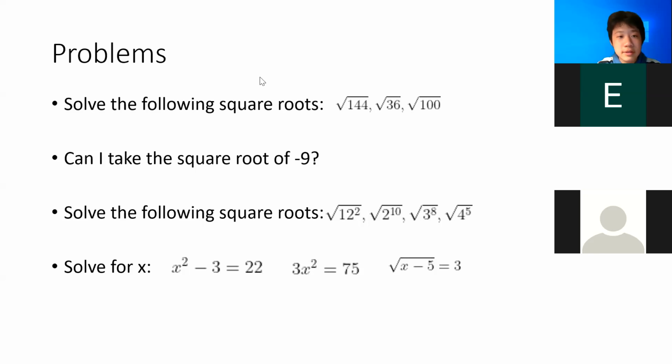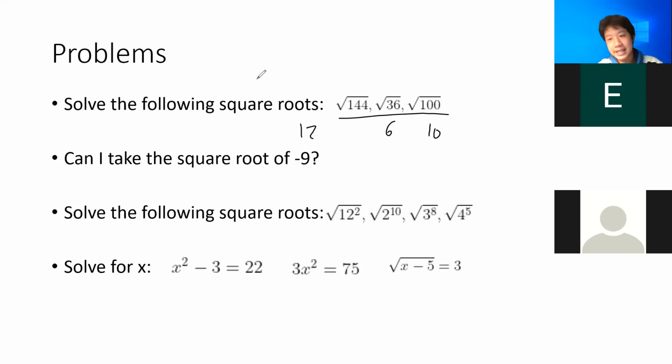So I'm going to go through these now. So the first one, these are just practices of your multiplication facts, right? What number times itself equals 144? 12, right? And then for 36, that will be 6, and the square root of 100 is 10. Okay, so this is just a review of your multiplication facts.